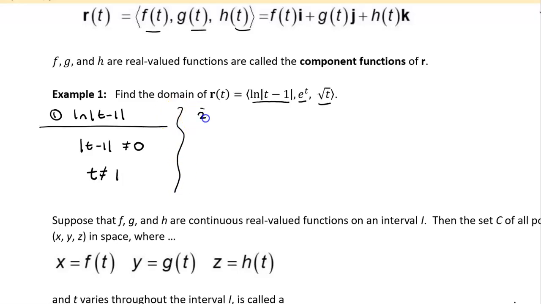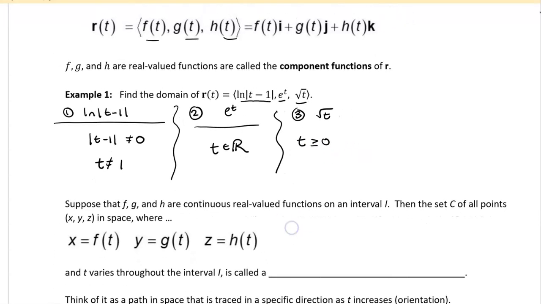Let's look at the second component, e to the power t. You can plug in any number you want into e to the power t. So in that one, our domain is all real numbers. Let's look at our last component, which is the square root of t. We know from many years of math that t has to be greater than or equal to 0. So to find the domain of r of t, you should notice that r is a vector, so I have to write a vector arrow over it.